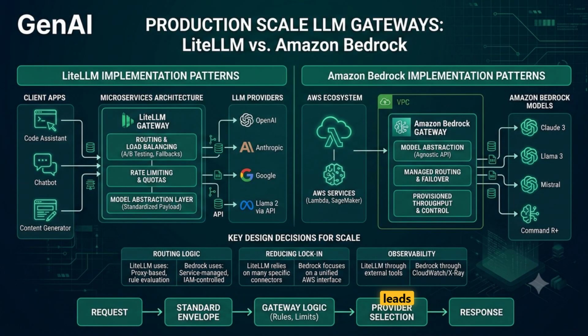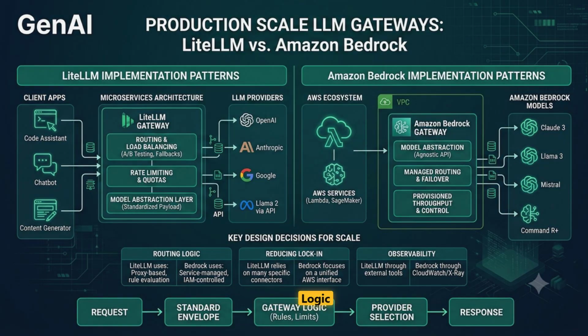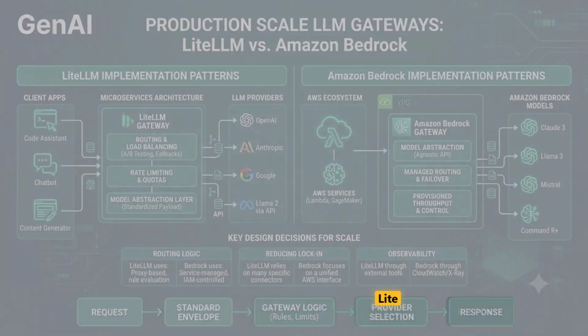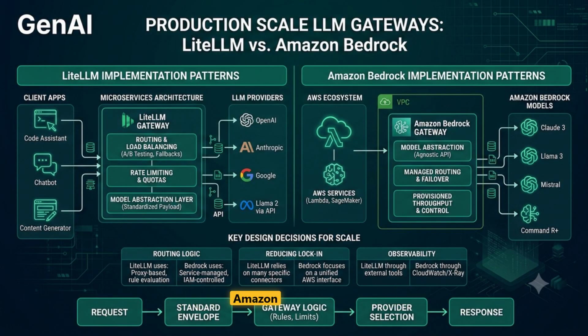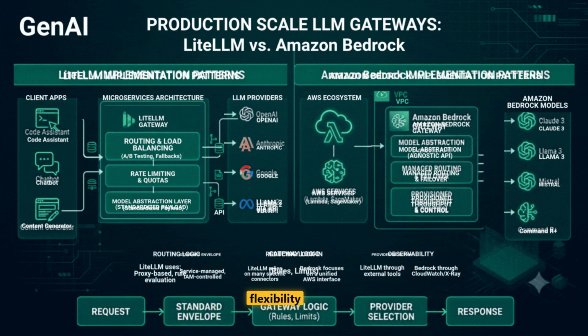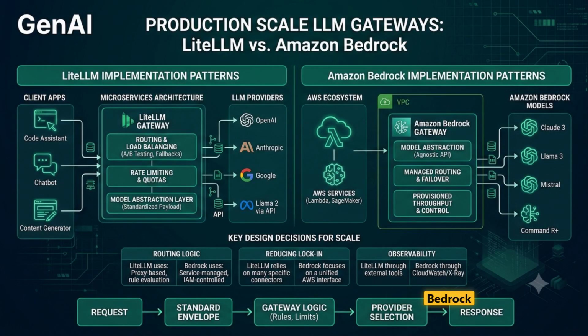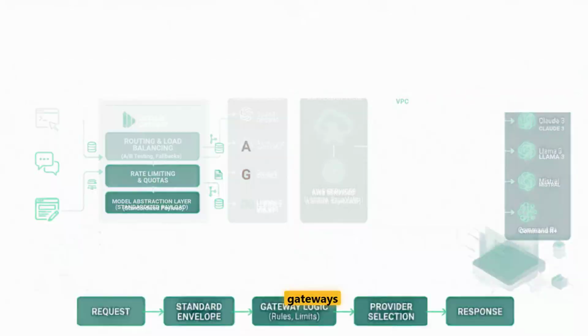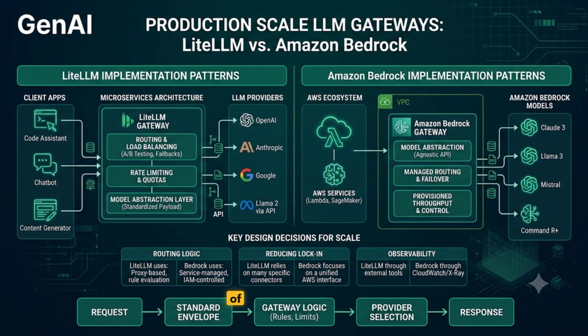Follow the final flow at the very bottom. Request leads to standard envelope gateway logic, provider selection, and response. Two tools solve this today, LiteLLM and Amazon Bedrock. Here's the key difference between them. LiteLLM offers lightweight open source flexibility across any cloud, while Bedrock delivers enterprise-grade security and managed infrastructure inside AWS. Remember this takeaway: self-hosted gateways give you flexibility, but managed gateways give you operational peace of mind.